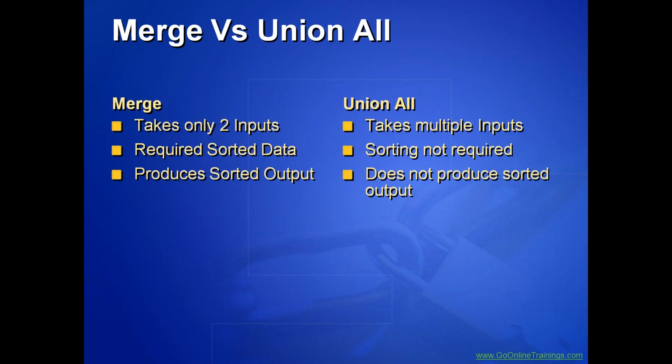Now, what is the difference between merge and union all? Very, very important interview question. Merge takes only two inputs, and union all takes multiple inputs. Merge requires sorted data: you need at least one column sorted in source one and source two. Union all need not have any sorting at all. Merge produces a sorted output, and union all does not produce a sorted output.